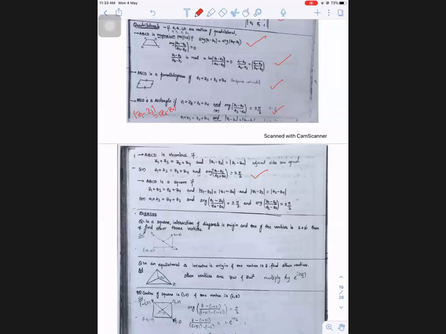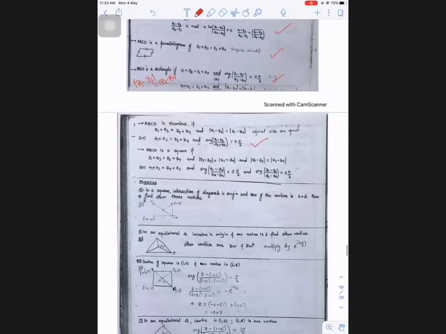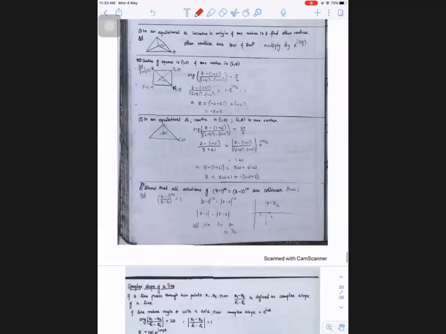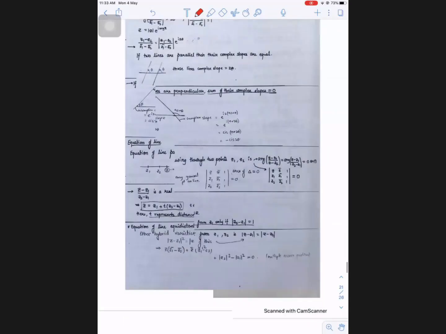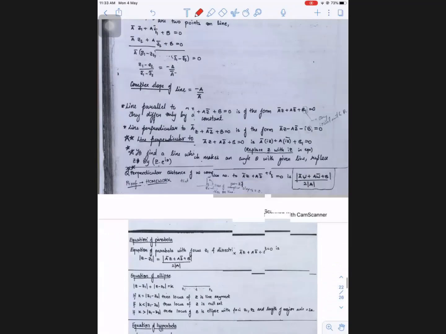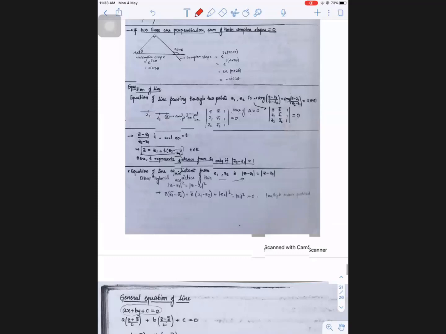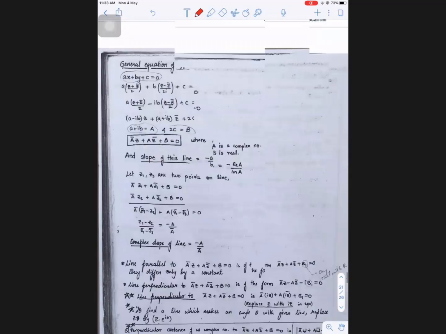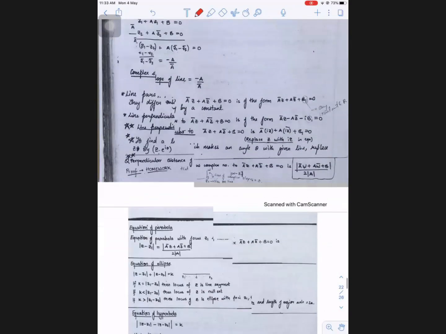This is the theory of triangles and quadrilaterals. So we will stop here because time is not sufficient to discuss the next things. Next we have to discuss lines, where the different forms of the line equation are there.